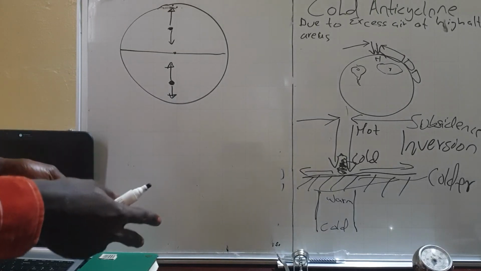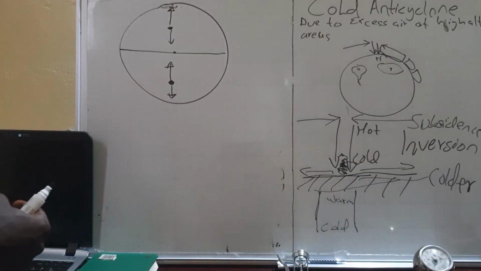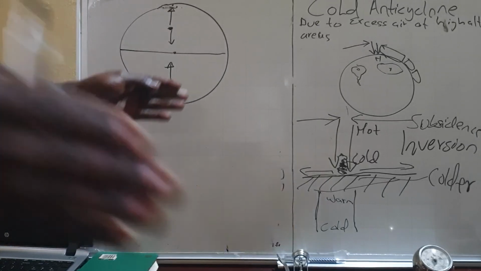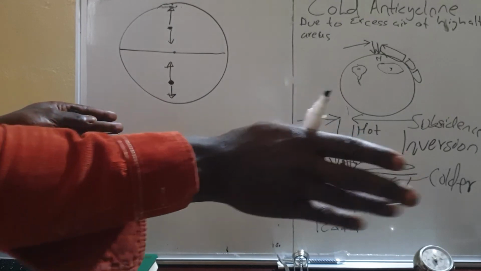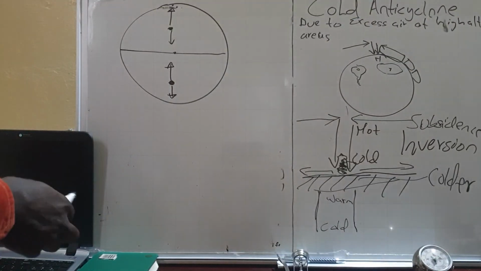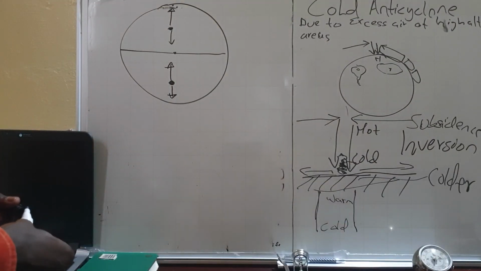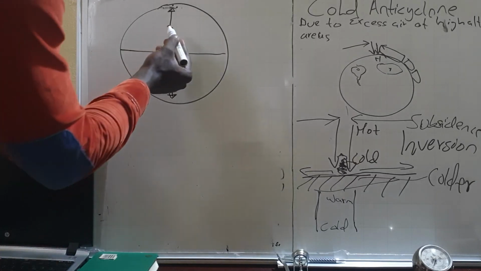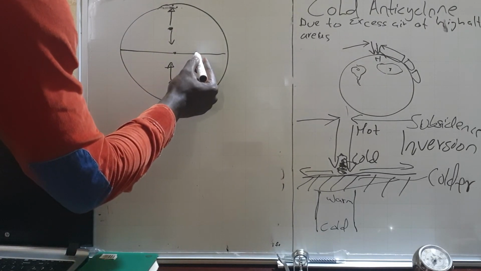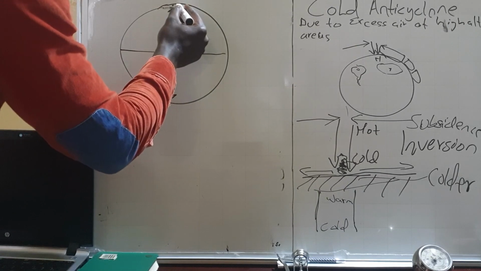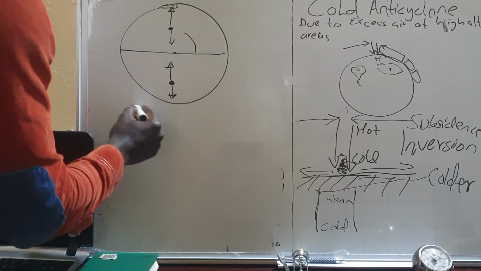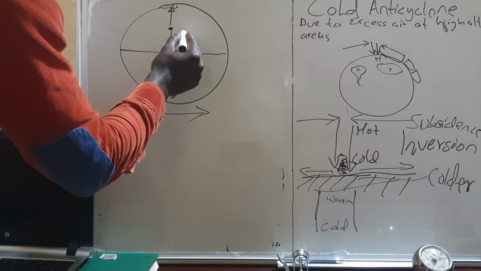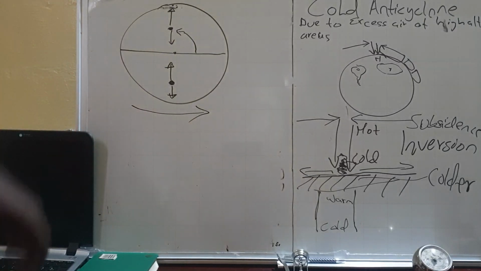If you're in a pickup and you throw an orange outside the pickup, what happens to the orange? It will lag behind. If you're in a matatu and you throw something outside the car, it will lag behind, obviously, because it's going to a place of less speed. So here, if air is moving from the equator to a place of slow speed, it will lag behind because this is the direction of rotation.